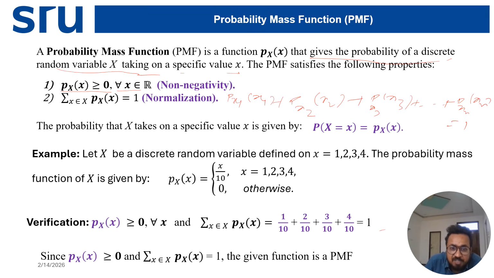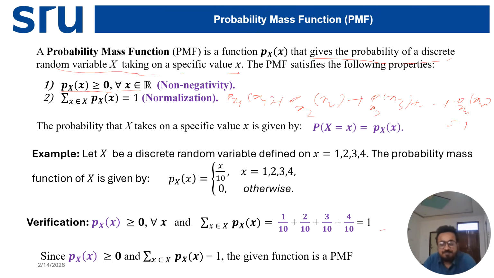If in a random variable there are n number of elements, that is x1, x2 up to xn, then the sum of all the probability corresponding to each element x1, x2, xn equal to 1, and this is also called normalization property. If these two properties are satisfied, then we can say that this function P of x is a probability mass function. So probability mass function is basically related to the discrete random variable.